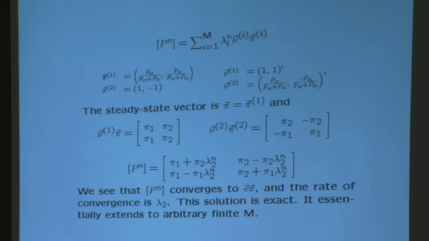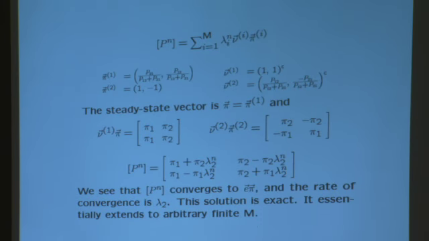This little eigenvalue here is 1 minus p12 minus p21, which has magnitude less than 1 unless we either have the situation where p12 equals p21 equals 0, or both of them are 1. So these are the terms that go to 0. This solution is exact. There were no approximations in here.